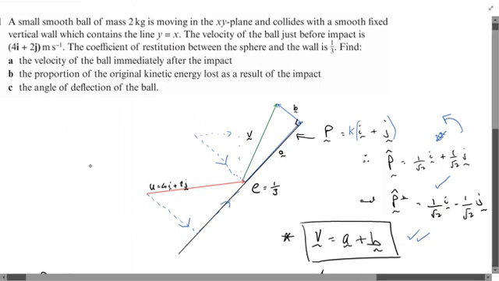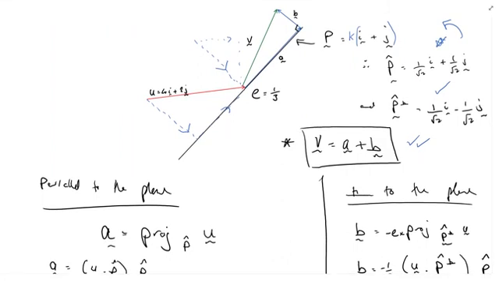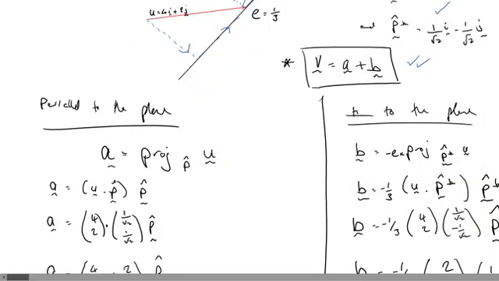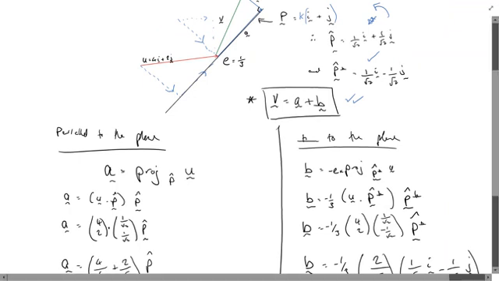Okay, so let's continue. I'm going to work parallel to the plane and perpendicular to the plane. I've just split the page in two. So what I've said is that the component a will simply be this projection in this direction. So a, the projection of u in the direction p, if you refer back to what we did yesterday, is simply going to be this.